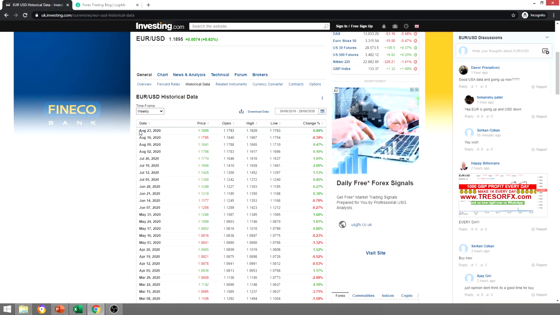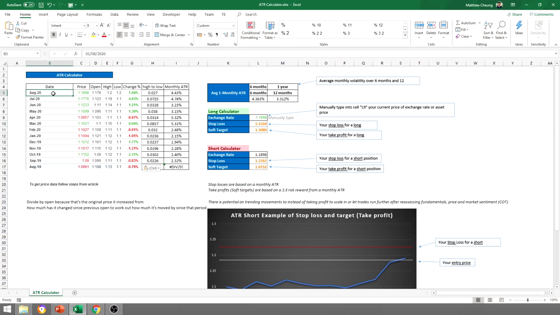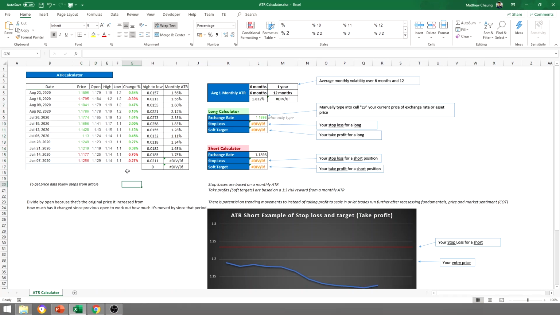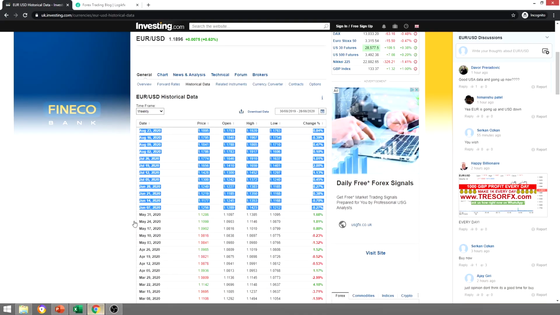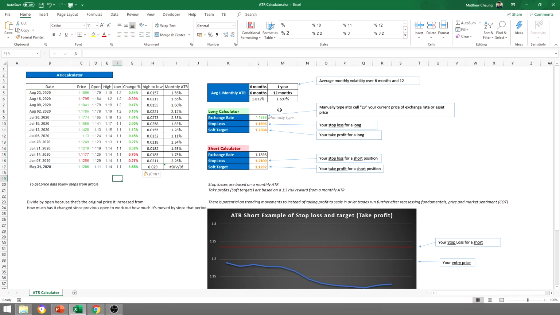So if I go ahead and just get the past 12 weeks, 4, 5, 6, 7, 8, 9, 10, 11, 12, if I go ahead and copy and paste that into the calculator, what's it going to give me? It's giving me this. So, sorry, I get 13 weeks of data. What has it done? Well, you can see that the average volatility, the average monthly ATR has gone down.